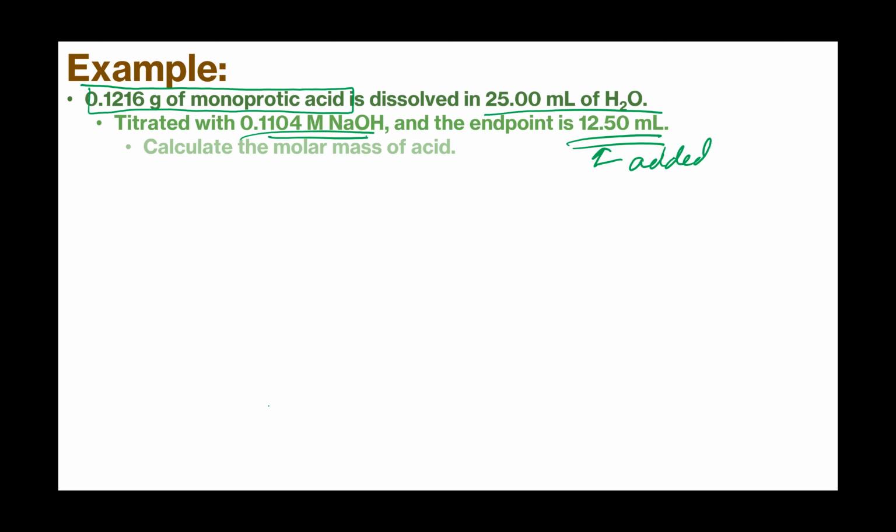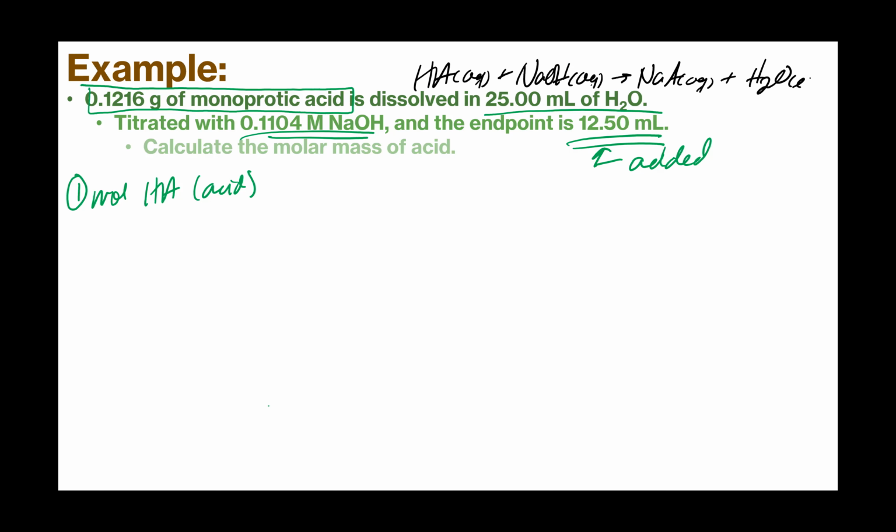So our first step is we need to figure out moles of acid. Our unknown acid, we can do that using our equation. Since this is a monoprotic acid, our equation is the same as what we just had: HA in solution reacts with sodium hydroxide in solution to give us NaA, aqueous, and some water, liquid.